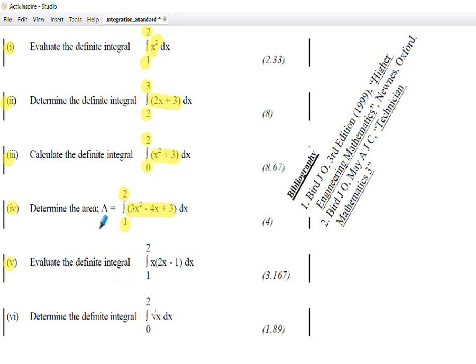Question 5 here, expand the bracket first of all. That's not standard form as we look at it, so expand the bracket, multiply both terms in the bracket by x, and then integrate between limits of 1 and 2. And the last question, question 6 here, again definite integral, it says the square root of x here, so make sure you put that into a fractional index of x to the half before you integrate it between the limits of 0 and 2.